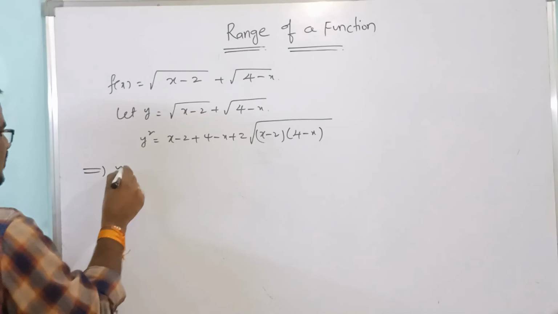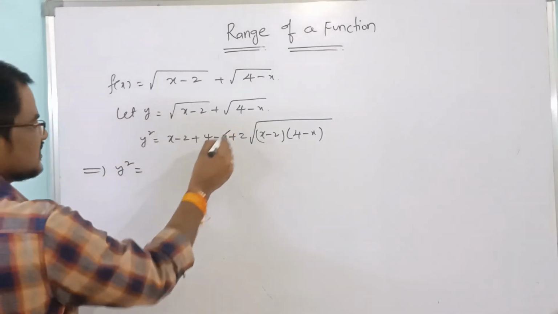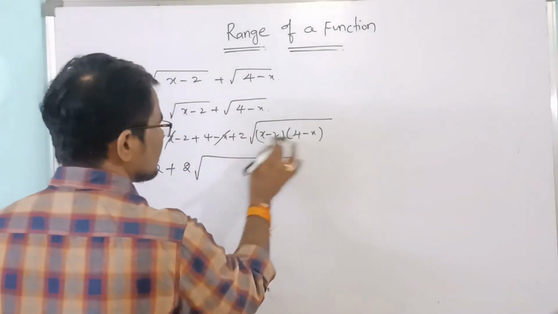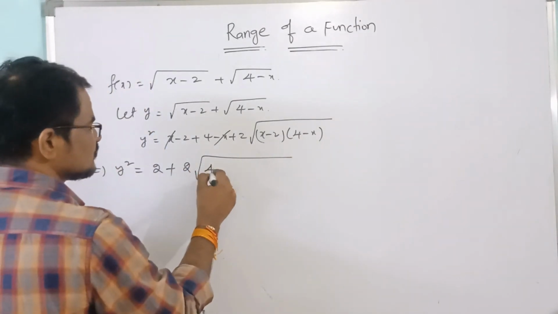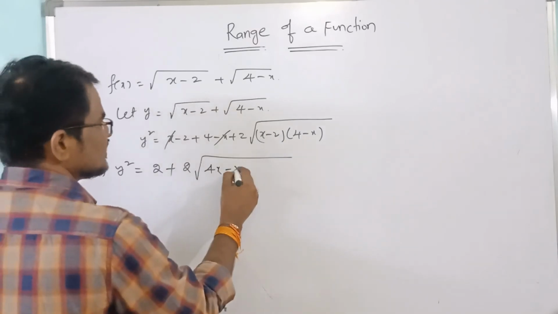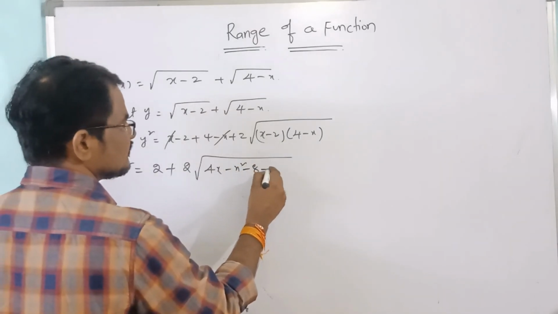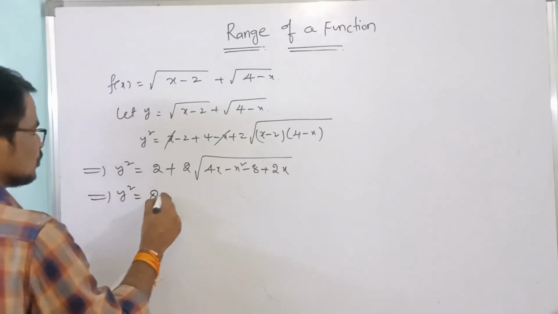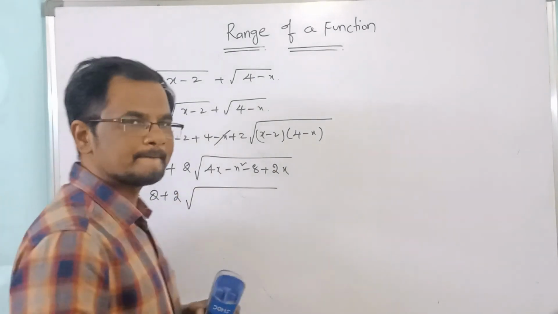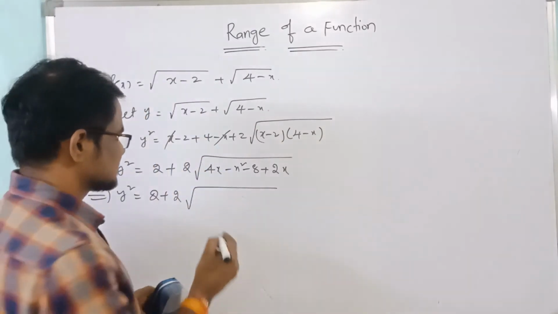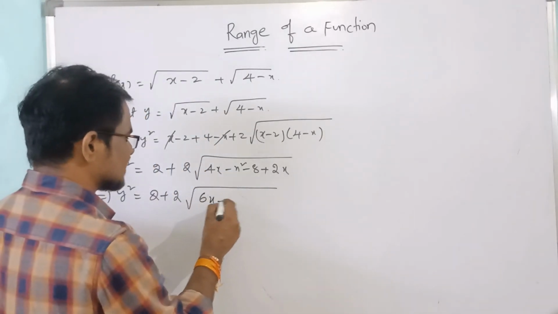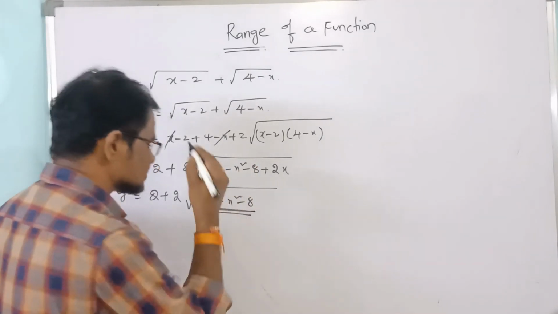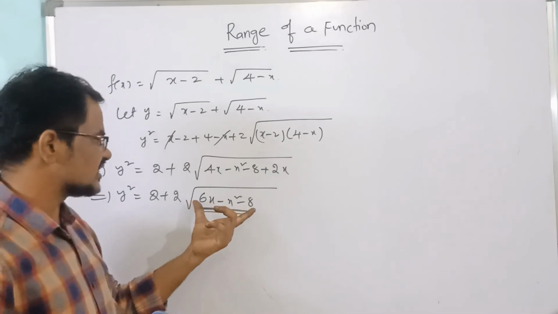Now that implies y square equal to 2, since the x terms cancel, plus 2 into root of, we have to simplify this one, that is 4x minus x square minus 8 plus 2x. That implies y square equal to 2 plus 2 into root of, simplify this, 6x minus x square minus 8. Again, like the previous concept, we have to simplify and find the range of this one.